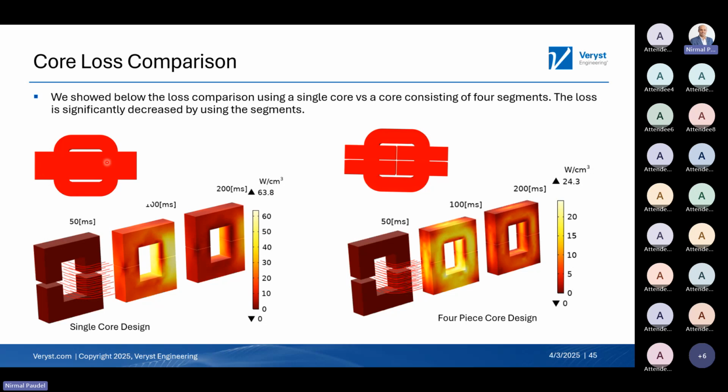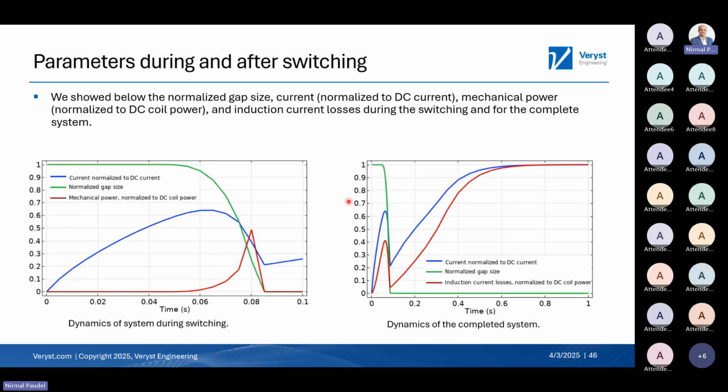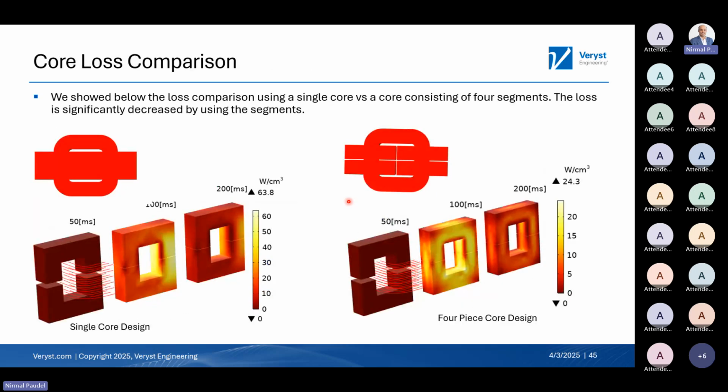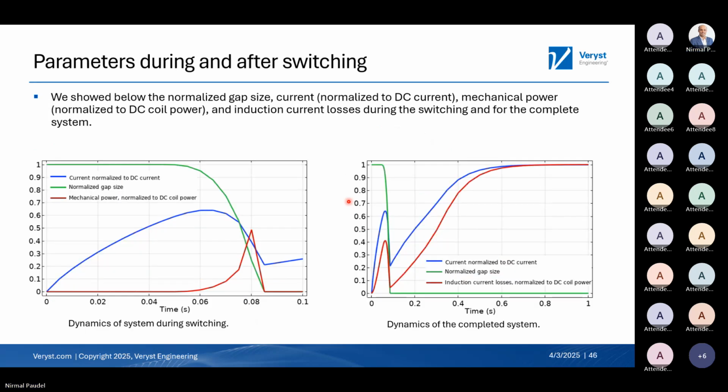If you just use a solid block of core 1 versus split it into 4, the loss again can change. Here the maximum is 63.8 watt per centimeter cube, but it's reduced significantly to 24. So that's one of the design ideas that you can manipulate. Not only for splitting, but you can also do the laminated core if you're interested in.